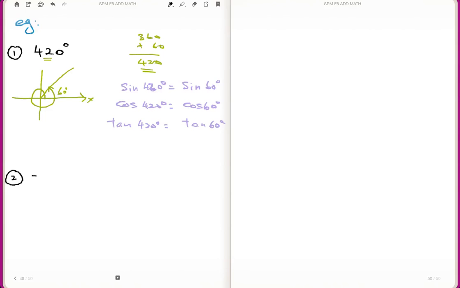Now B, maybe negative 150 degrees. So first of all, identify where it is located. So again, negative, so it goes clockwise. 150 is more than 90, less than 180, maybe here. This is negative 150. So in order to get sine, cos, tangent, you need to look for the lower triangle, which is here. It's 150 here. I would say this is 30 degrees, so that I form this triangle.